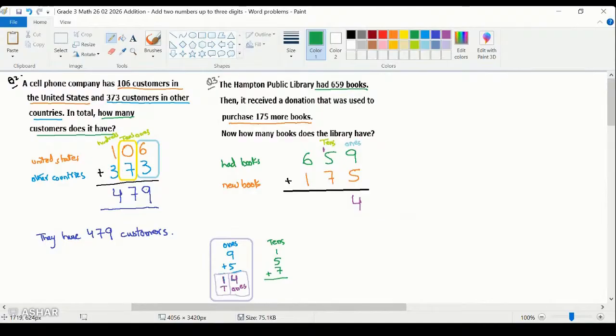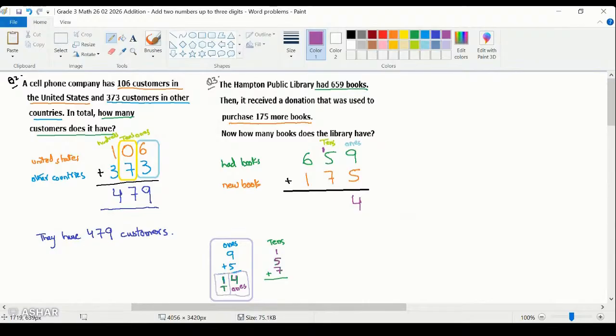See, 9 plus 5, there were 14 ones. 14 ones can be written as 4 ones, 1 tens. Agreed? So if we have 1 tens, we carry the 1 tens over here under the tens. Okay? That's okay. Thank you, Sammy. That means we have how many tens now? 1 tens, 5 tens, and 7 tens, right?